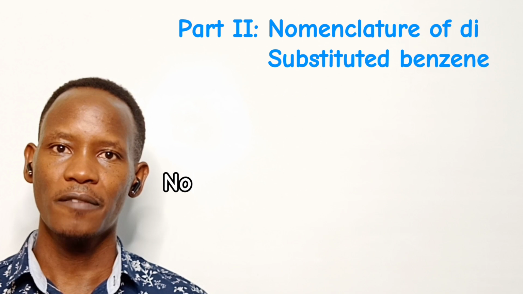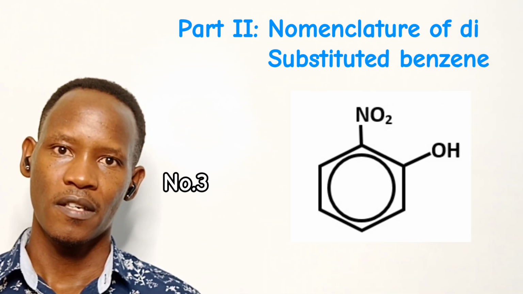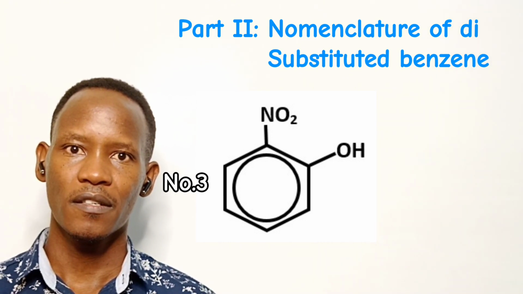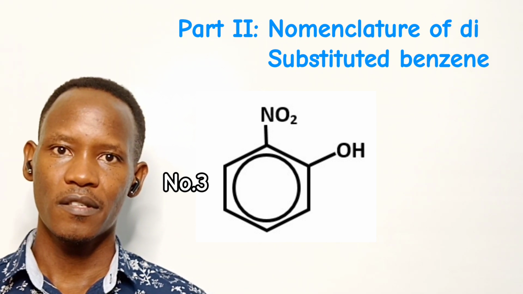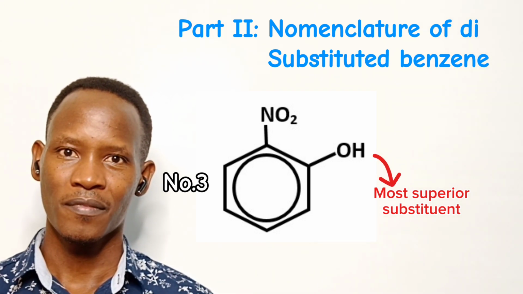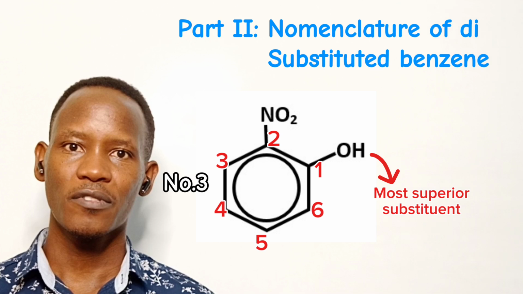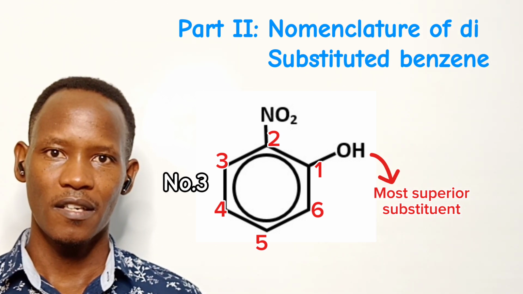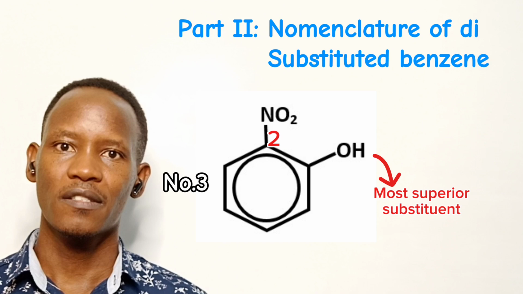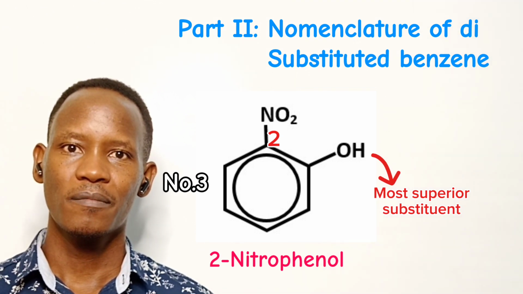Our final illustration here is the example displayed there, where the benzene ring has two groups, that is the hydroxide group and the nitro group. Now, notice that the most superior group, if you were to compare the two, is the hydroxide group. And this mandates that the parent name of this compound is phenol. By assigning numbers to carbon atoms of the benzene ring, starting from where the hydroxide group is attached, we establish that the nitro group is on the second carbon atom, and therefore the name of this compound is 2-nitrophenol. So that is the first system according to IUPAC.